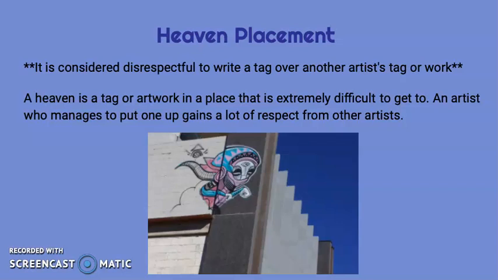So first we're going to talk about placement. Heaven is a type of placement that is extremely difficult to get to. So an artist that manages to put graffiti or a tag in a very difficult spot, whether it's really high, hard to get to, very visible by the public, you earn a lot of respect for that. Also, as a side note, it's considered very disrespectful to tag over another graffiti artist's tag or artwork. It's kind of like a no-no in the graffiti world.